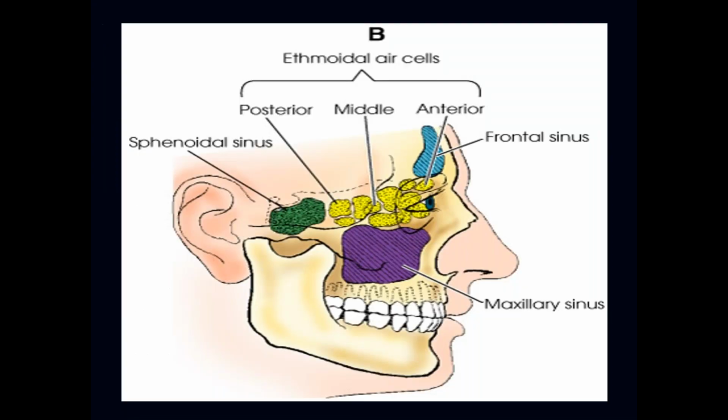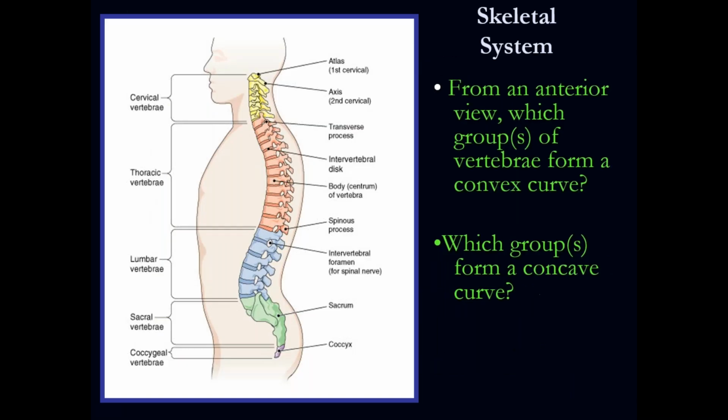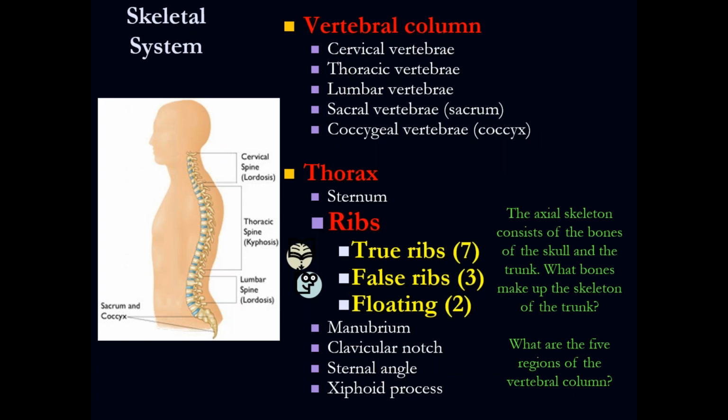Okay, so let's see. I want to go over some. Oh, there you are. These are the ribs. Talking about the skeletal system, the true ribs are the first 7 that are directly attached to the sternum. False ribs are attached to the sternum, but with cartilage in between. And floating ribs are not attached to the sternum at all.